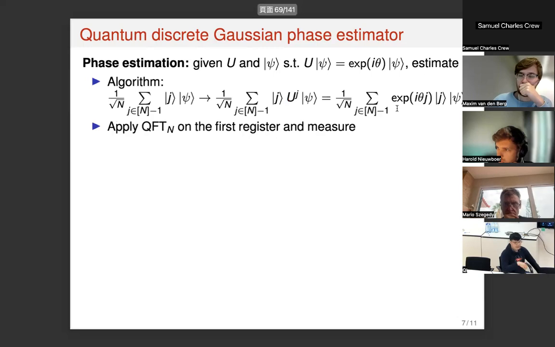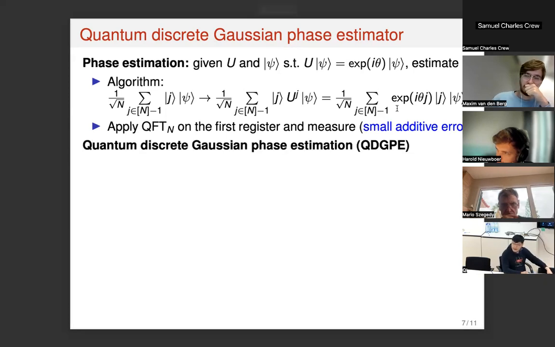And now if you apply the quantum Fourier transform on the first register, and measure it, you will end up with the estimated theta tilde. And this will guarantee you have a really small additive error if you choose your capital N appropriately. And now, what happens in our quantum discrete Gaussian phase estimation?